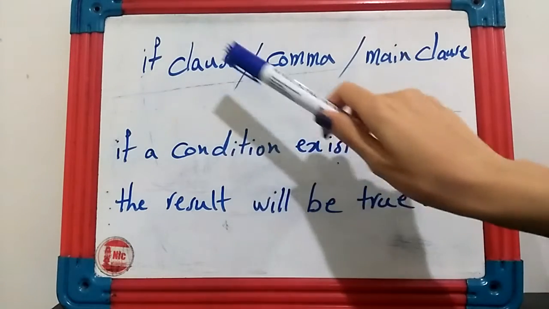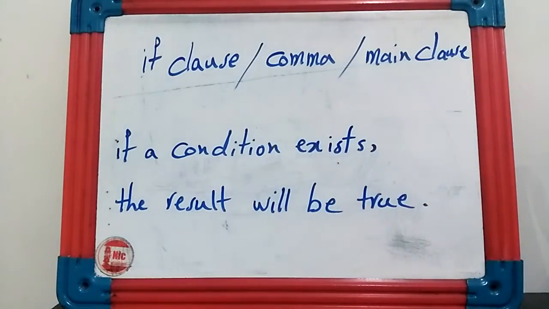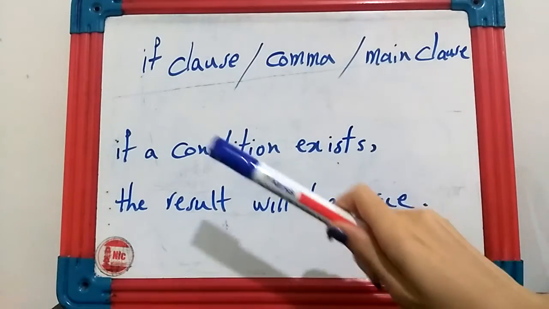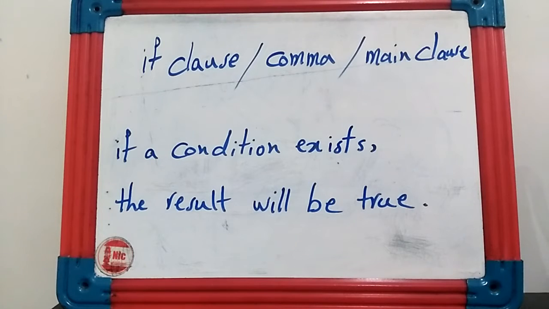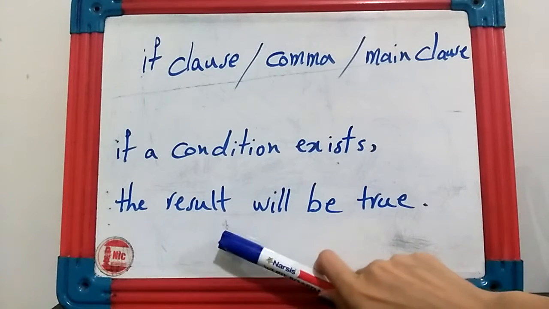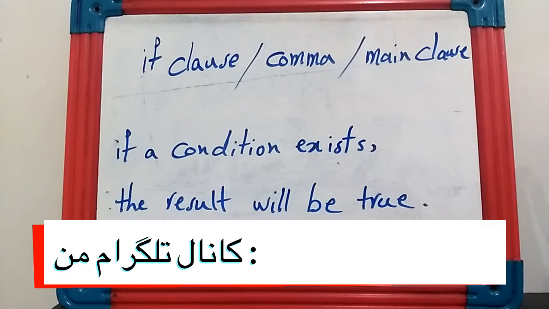First, we have if clause, عبارت if. Then we have a comma. Look at here, this is comma. And then we have main clause, عبارت اصلیمون. Look at this sentence. If a condition exists, the result will be true. اگر یک شرطی وجود داشته باشد، نتیجه اتفاق می افتد یا حقیقی خواهد بود. The result will be true. So let's have some real examples together with these first conditional sentences.